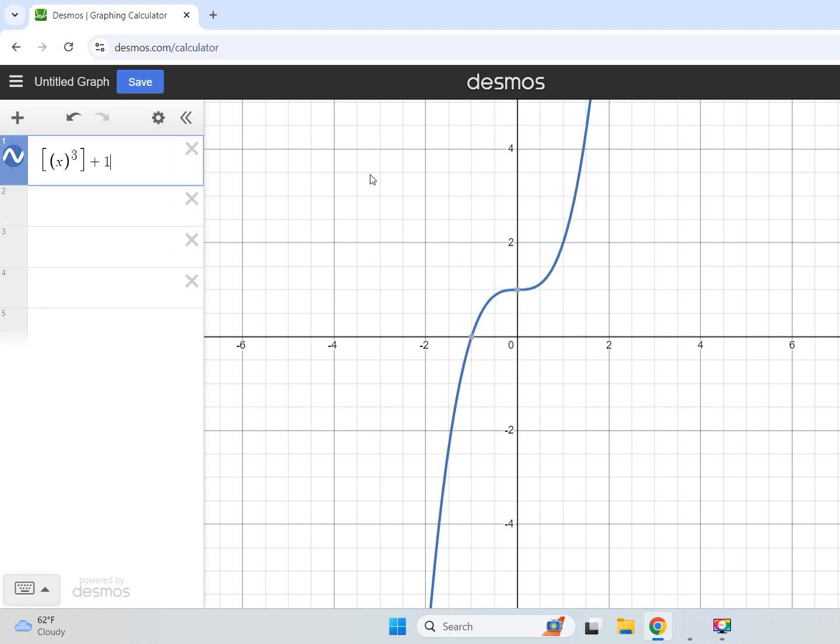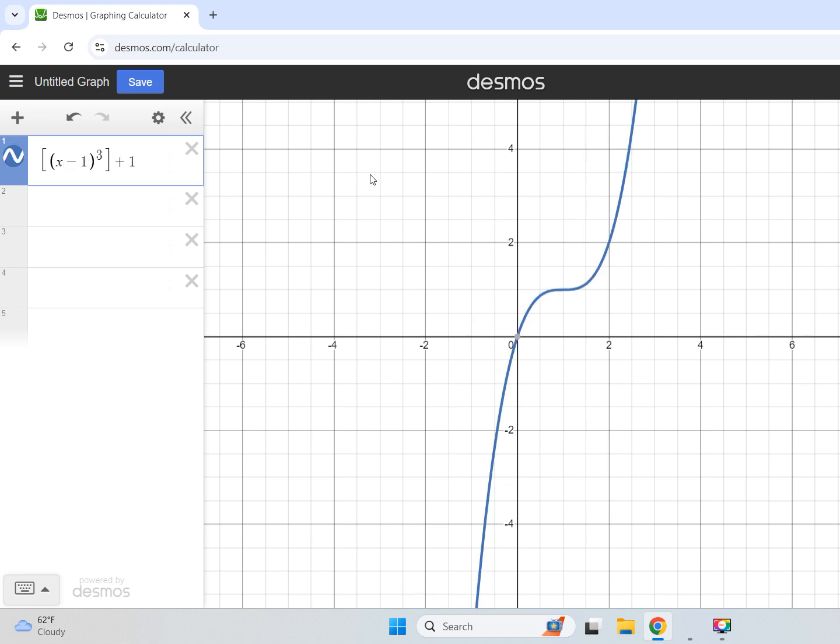You want to do a horizontal shift? Okay, we've simply shifted it to the right. Cubic function shifted 1 unit to the right and 1 unit up. Those are just shifts, horizontal shift and vertical shift.